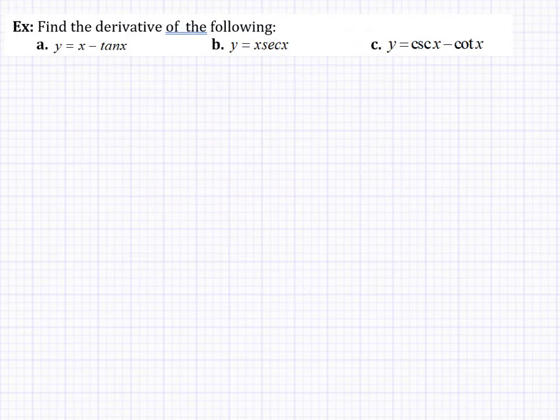And now here we'll get some practice on using these new derivative rules for the trigonometric functions. So very simply, here's y. It equals x minus tan x. So since it's a difference, I could take the derivative of each one of these functions first. And as long as I know the derivative of each one, this is very easy. So y prime will equal the derivative of x, which is 1, minus the derivative of tangent, which we just found, is secant squared.